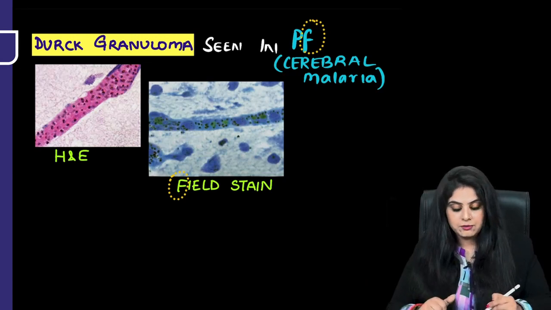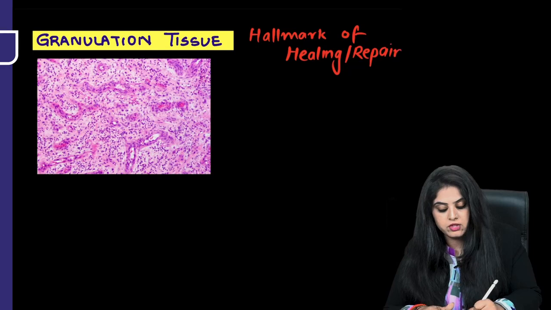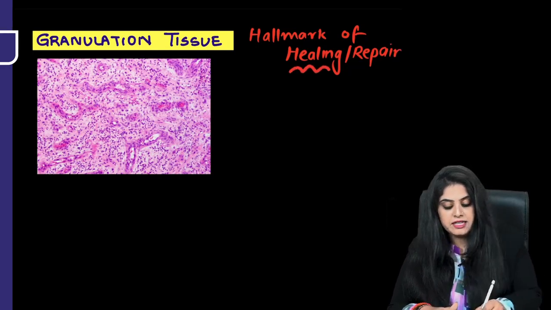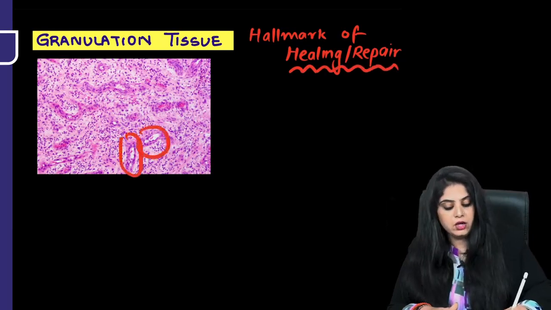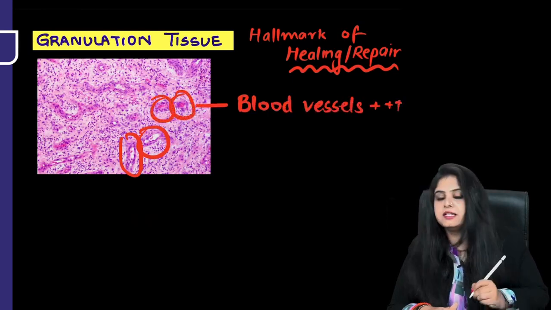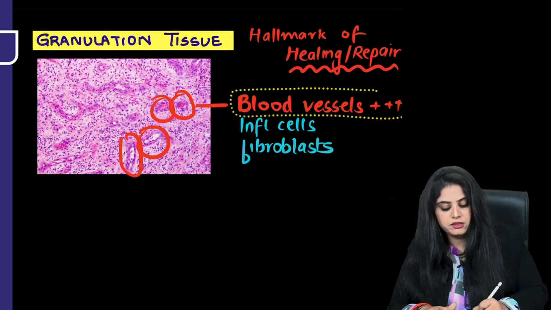Granuloma is different. I'm talking about granulation tissue, because granulation tissue is the hallmark of wound healing, of repair. When a person gets hurt, that is what granulation tissue is. This does not have all those giant cells. What does this have? When we are healing or repairing, we need a lot of blood vessels. So number one, this has lots and lots of blood vessels. Apart from that, it has a little bit of inflammatory cells and a little bit of fibroblasts also. These are there, but the identification point is going to be these lots of blood vessels.